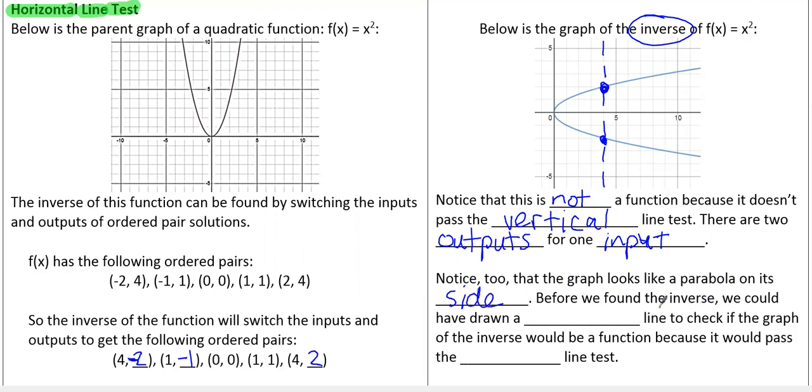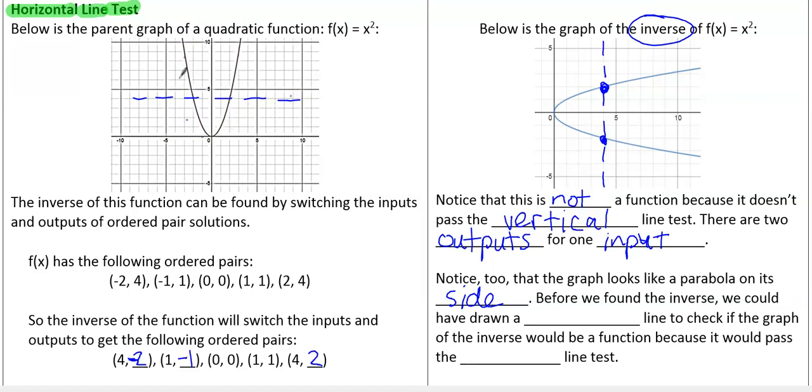Before we found the inverse, we could have drawn a blank line. Now, wait a second. What kind of line? This passes the vertical line test, but if it is going to end up on its side when we get the inverse, couldn't we have drawn a horizontal line? If we had drawn a horizontal line, what would that have told us? It wouldn't have told us whether this is a function. This is a function, it passes the vertical line test.